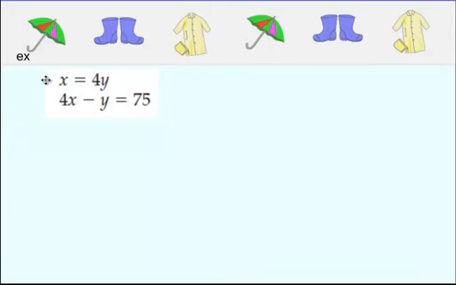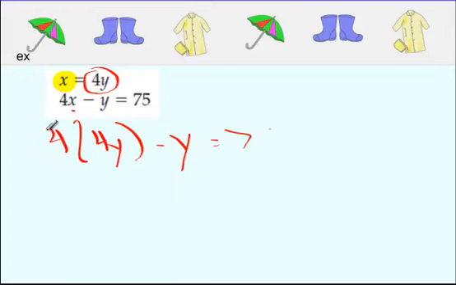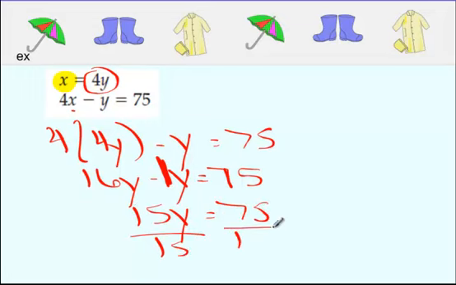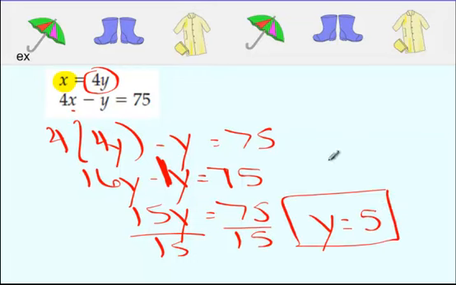Now we have a couple that are set up really nice for you to get started. And what I mean by really nice is, take a look at this right here. x is equal to 4y. Well, that's super, because I can now replace x with 4y. So I'm going to have 4 times 4y minus y equals 75. Well, 4 times 4 is 16. 16y minus y equals 75. So 16y minus 1y is 15y. 15y equals 75, and divide by 15. So y equals, doing our division, 5. So we know that y equals 5.